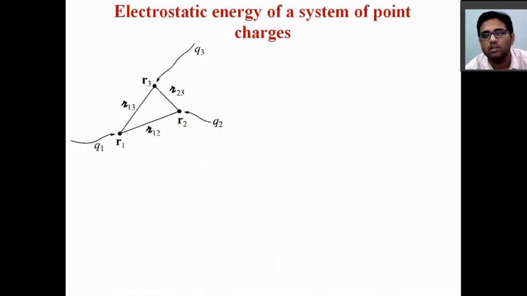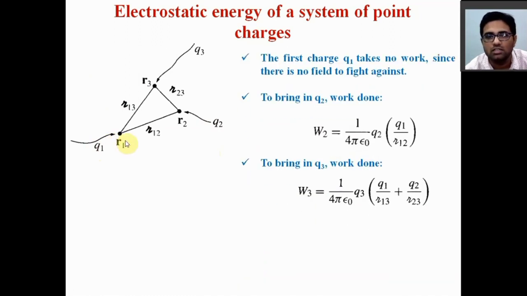Now let's discuss how much work it would take to assemble an entire collection of point charges. The first charge Q1 takes no work since there is no field to fight against. Now to bring in Q2, the work done is this. Here 1 by 4 pi epsilon naught Q1 by R12 is the potential due to Q1 at Q2. Now to bring Q3, the work done will be this.